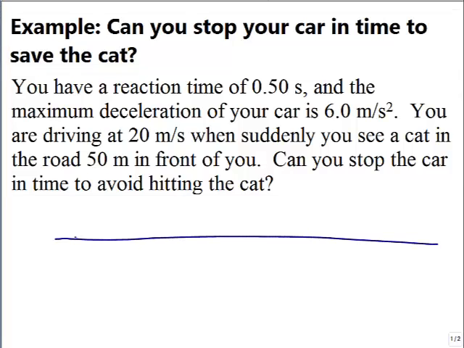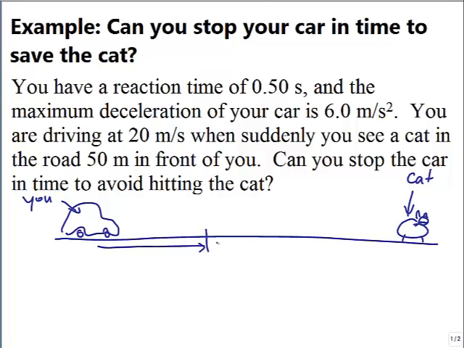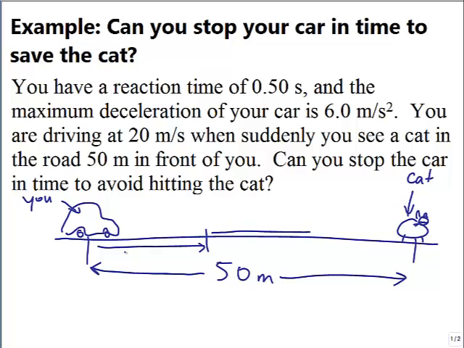Okay, so there's the road, there's your car, there's the cat, and there's you. So I think you're going to drive along for a little while before you hit the brakes. That's where you hit the brakes, and then the question is how far do you go after that? And it's 50 meters from you to the cat. So there's going to be two segments of the motion.